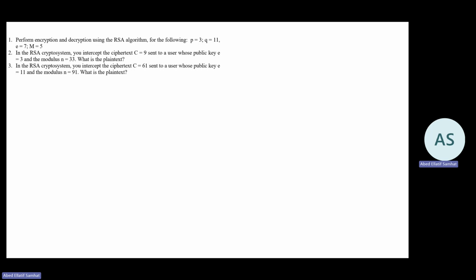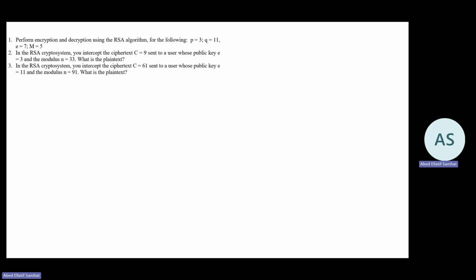Okay, so the first one is we want to perform the encryption and the decryption using the RSA algorithm, for the following values: P equal 3, Q equal 11, which are the prime numbers P and Q, the public key equals 7, and the plain text M that we want to encrypt is equal to 5. So this is a simple application.